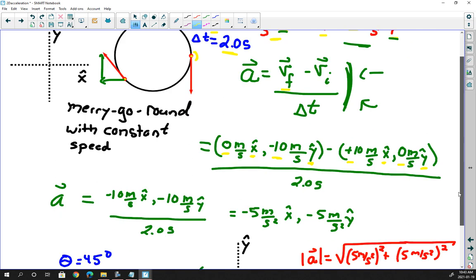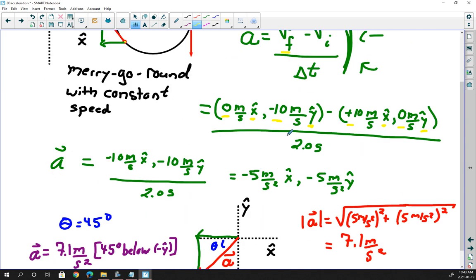So I do a little bit of dividing, and from the first bit here, it's like collecting terms, right? Let's collect all the x's. So 0 minus 10 gives me negative 10, but I got to divide that by 2, so I get negative 5 meters per second squared x hat.